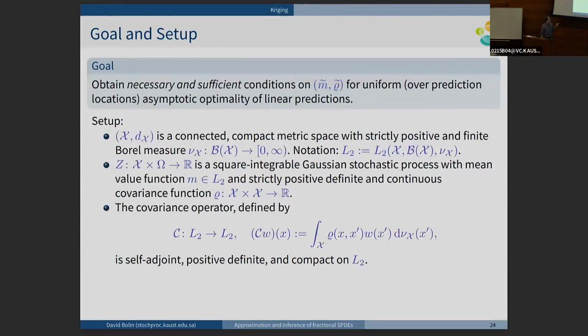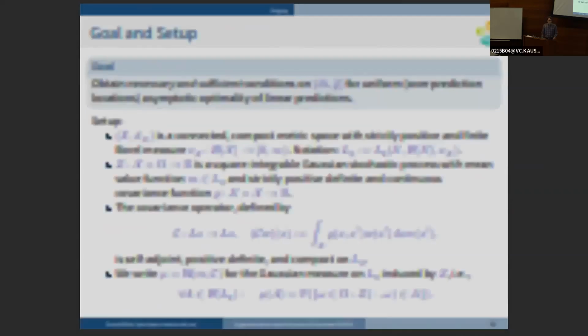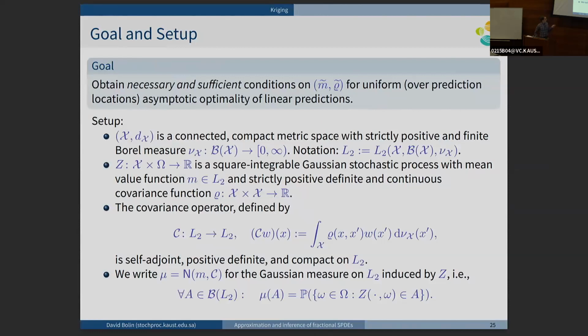Based on that, if you have the covariance function, you can define the corresponding covariance operator from L2 to L2, which is self-adjoint, positive definite, and compact. And then finally, based on this Gaussian process, you can introduce the corresponding Gaussian measure. The Gaussian measure induced by this Gaussian process is simply the measure that for any, say, Borel set A, the measure of this set is given by the probability that this Gaussian process takes values in that set.